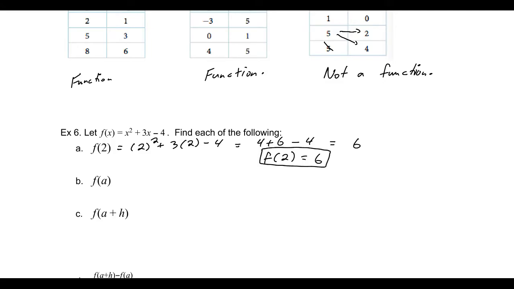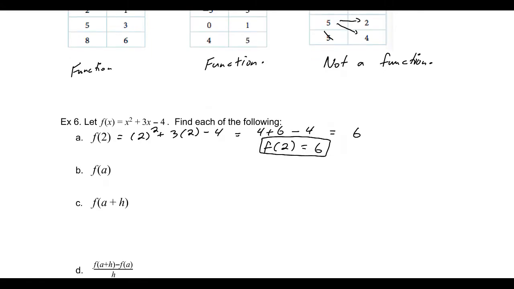When our input is 2, our output is 6. All right, next we want to find f of a. This one's a little bit easier because our input is a, so this means a squared plus 3a minus 4. And there's nothing we can do to simplify that. We have different powers of a, so those terms cannot combine, and that's f of a.